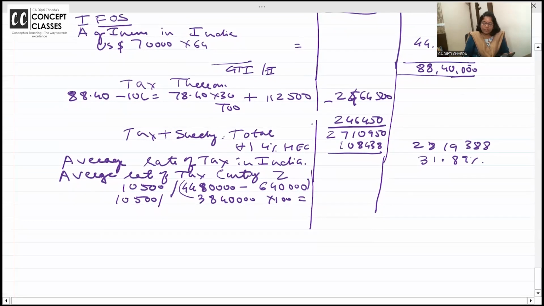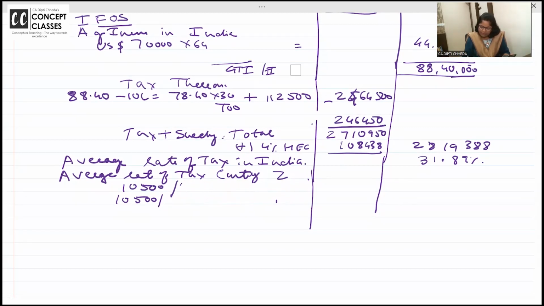One second, dear students. 10,500 I have taken the tax in US dollars. So we have to take the income also in the US dollars, or either take both in India. या तो दोनों को इंडिया में ले लो या दोनों को फॉरेन कंट्री में ले लो. Are you getting? So 10,500 tax you have paid in dollars. And what is your income in that country in dollars? 70,000 into 100.